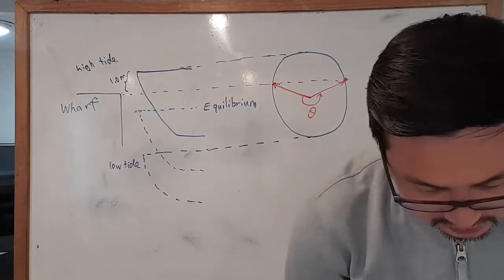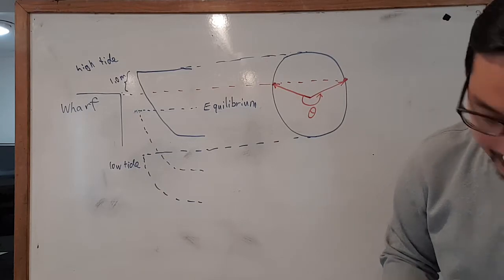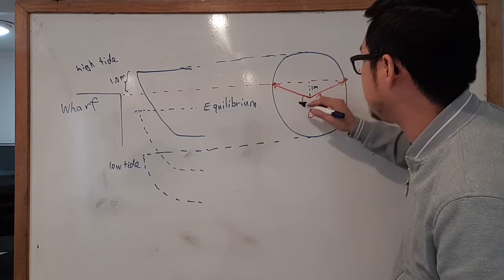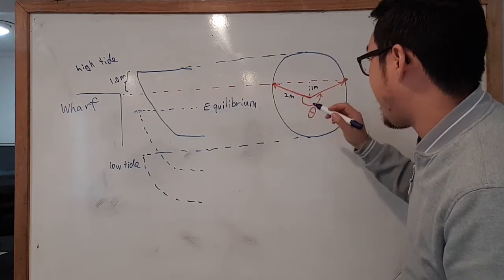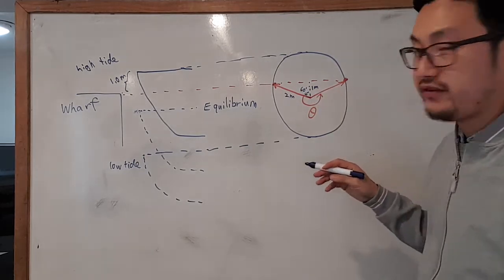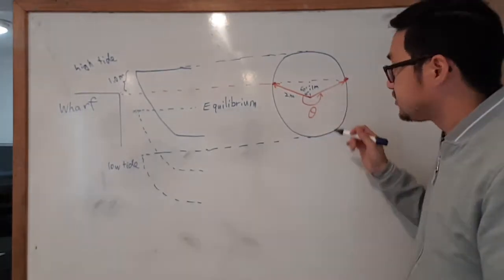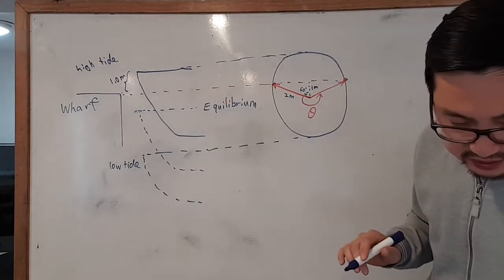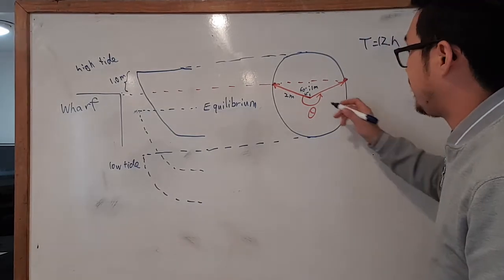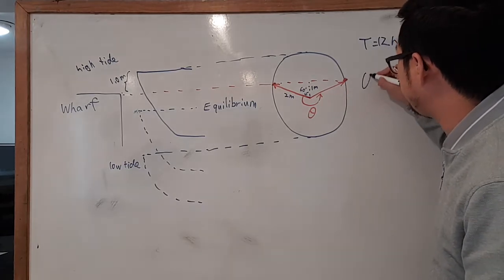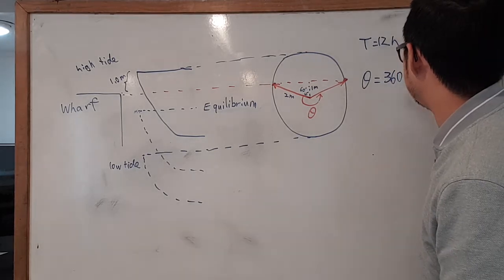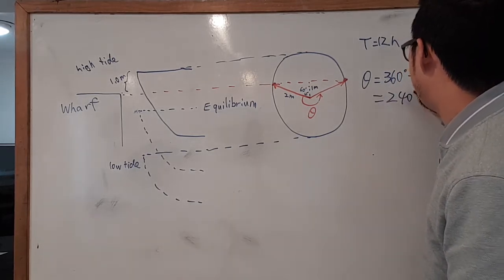Once you know that, it becomes easy. This length is 1 meter, and this is 2 meters. This is a 60 degree angle here. Obviously you can use Pythagoras and so on to calculate it, but 1 to 2 is always a 60 degree angle. The total period T is 12 hours, so you can find the fraction. This angle theta is going to equal 360 degrees minus 120 degrees, so that equals 240 degrees.